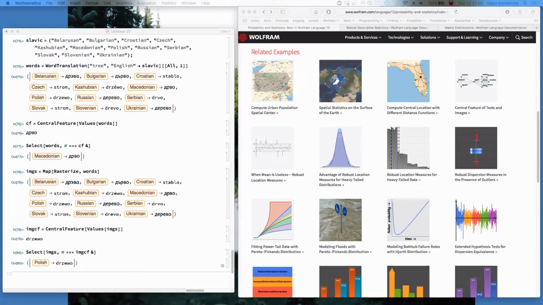So this is more or less all about robust statistics, spatial median and central feature. And I will now introduce new parametric distributions. We'll talk first about the Pareto Pickands distribution, which is also known as the generalized Pareto distribution.